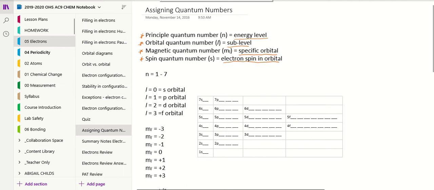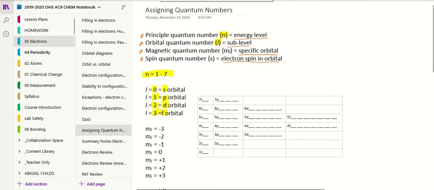Now, how many energy levels do you have? 7. So your energy level, principal quantum number N, can equal 1 through 7. Now, how many sublevels do you have? S, P, D, and F. You have 4. We are going to assign S as 0, P as 1, D as 2, F as 3. So you can have a total of 4 different orbital quantum numbers, which have L as your variable.